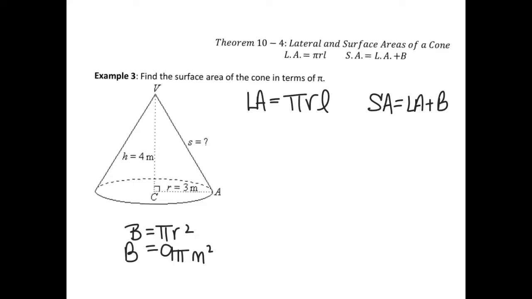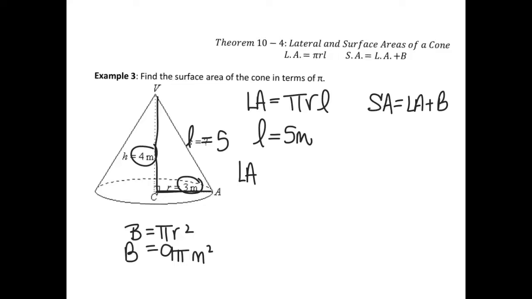My slant height, I don't know what that measurement is, but look, I have a nice right triangle here. It just so happens that this is a 3, 4, 5, so L is 5 meters. So my lateral area is pi times my radius times my slant height, which is 5. So I have pi times 3 times 5. So my lateral area is 15 pi.